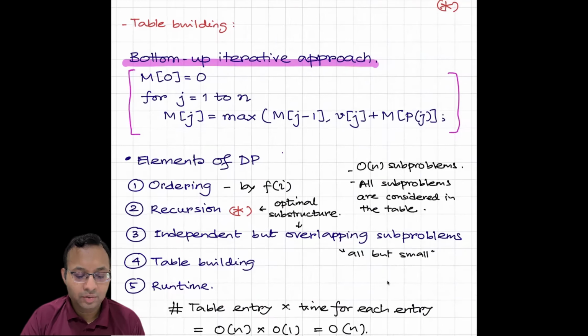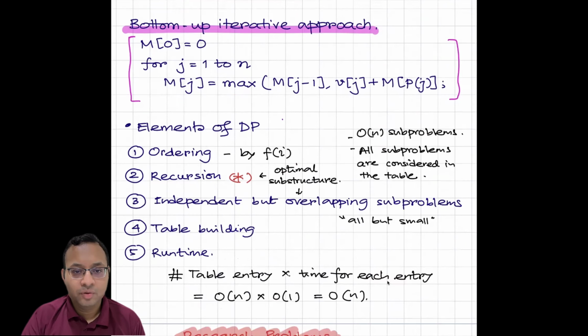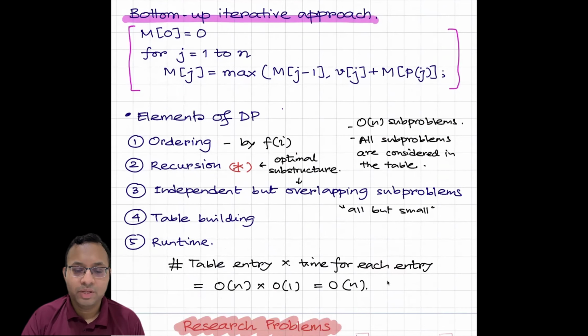Now for table building, we can do a simple bottom-up iterative approach following this recursion. The base case is 0, and then from 1 to n, we simply build by the recursion. So it's a very simple algorithm. Already it works. Now if we go over the elements of DP again, the ordering was based on finishing time. Then we talked about the recursion and independent overlapping subproblems. We have a lot of subproblems, but the resources for one subproblem are not creating a problem for the other subproblem.